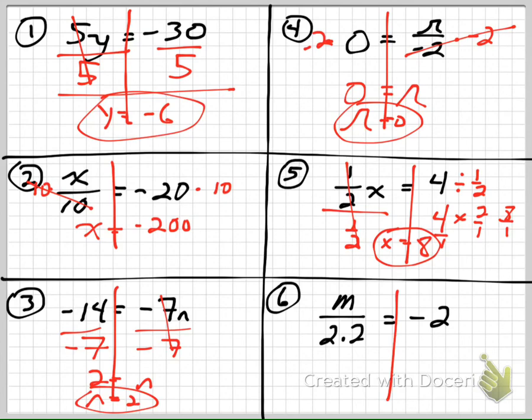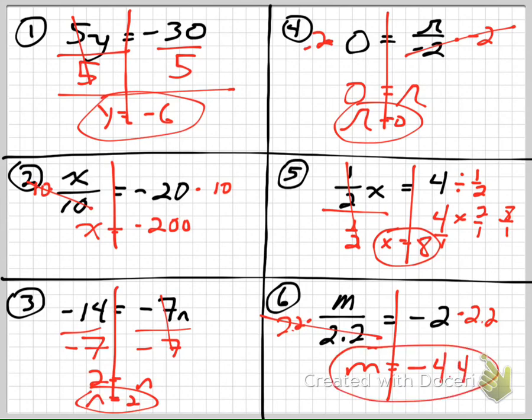Number 6, line on the equal sign. Is the variable happy? No, it's being divided by 2.2. How do I get rid of divide by 2.2? Multiply by 2.2. Just because it's ugly, the rules don't change. Those are gone. M equals, what is a negative times a positive? Negative. 2 times 2.2 is 4.4. M equals negative 4.4. That's how you do these. And it's that simple.